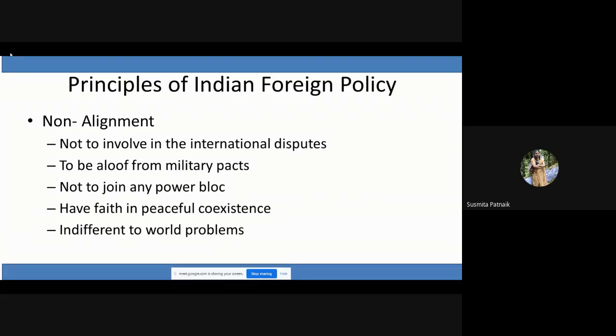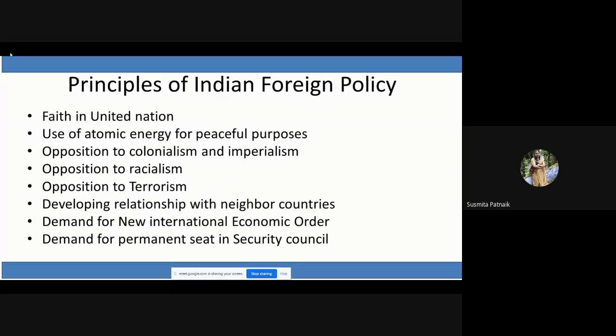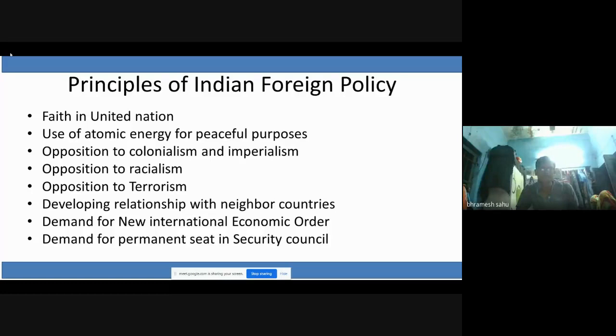Then the country should have faith in peaceful coexistence. And the last one, the country should be indifferent to world problems. These are the main principles of India's foreign policy. Then the next one is faith in the United Nations.